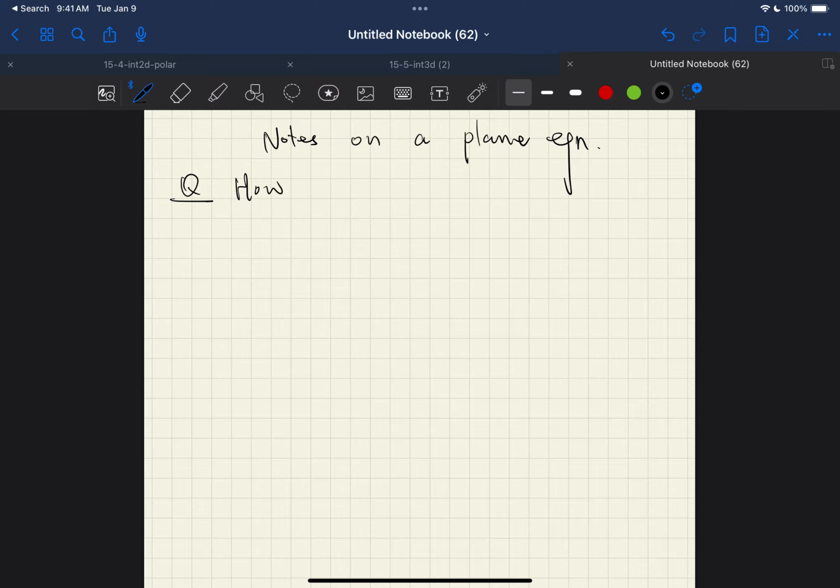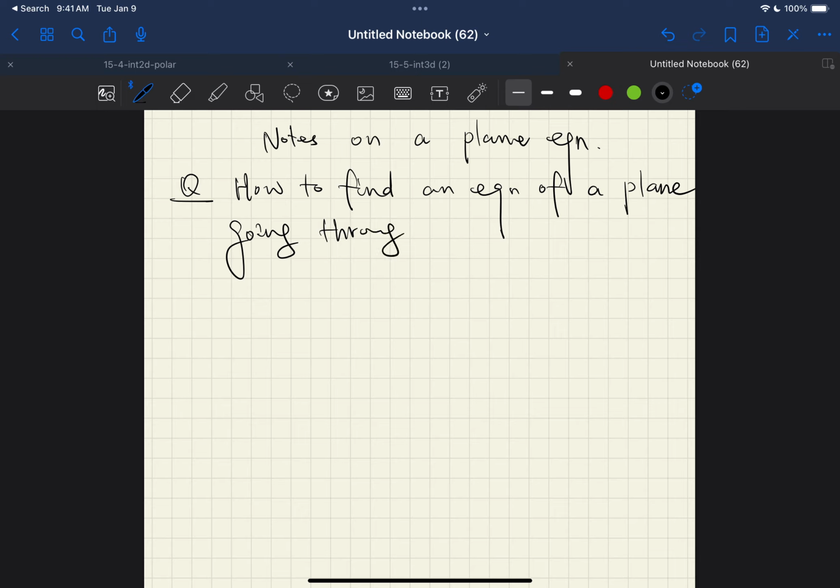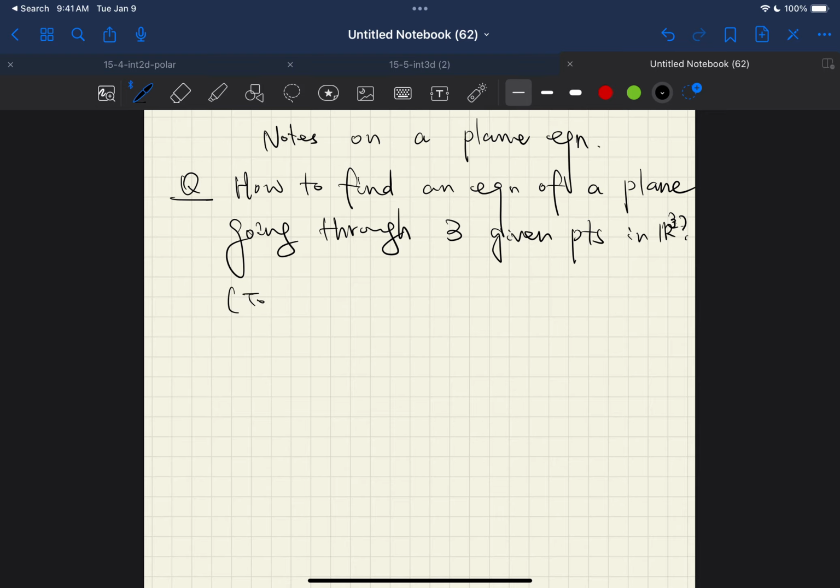So we're going to discuss how to find an equation of a plane going through 3 given points in R3, so 3-dimensional space. So it's to prepare for triple integrals.